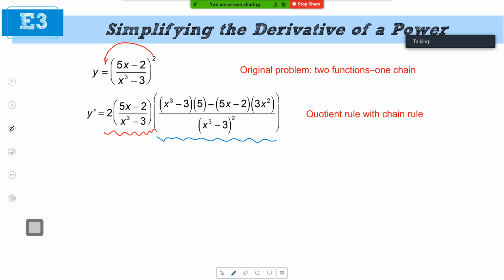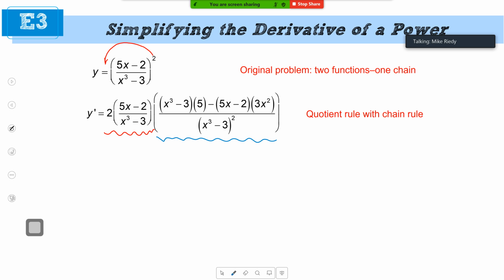Okay? At this stage, I would be ecstatic if you could get to that. I should say when you get to that. I have the utmost confidence in your abilities. However, since the title of the slide is simplifying the derivatives of a power, at some point we're going to have to be able to simplify that. Now, how could you possibly simplify it?